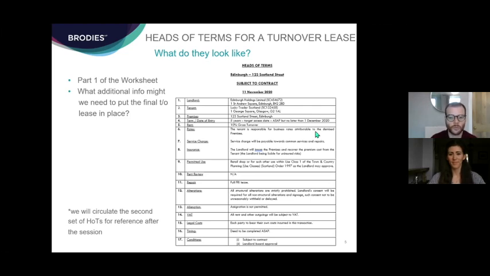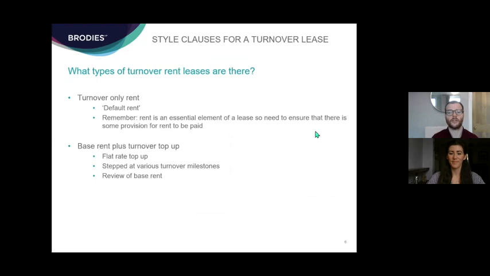So as I say, we'll work through that as we go, and at the end we'll formulate a set of heads of terms, incorporating what we've discussed throughout the session, and we'll circulate that round at the end of the session. So if we move to the next slide here, as I thought at the very start, it'd be best if we had a quick discussion about what type of turnover rent provisions there are within a lease, and we've sort of touched on them briefly in the introduction there.